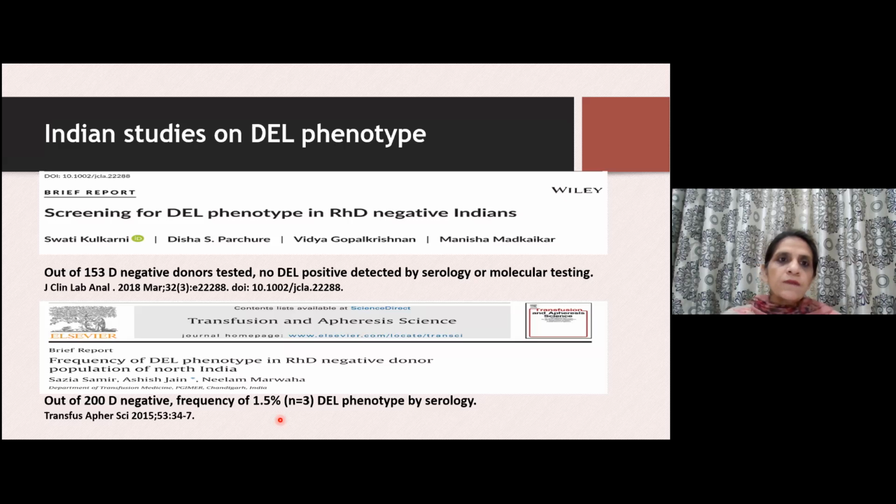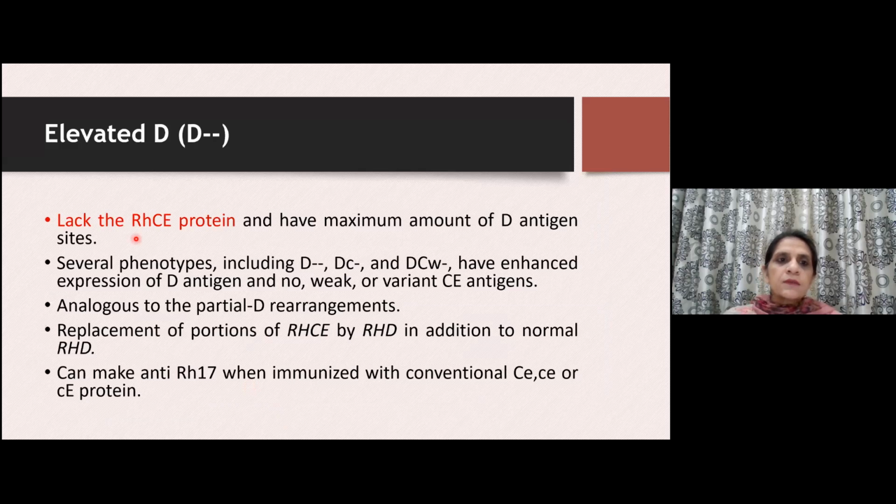Now coming to the elevated D. In this, the individuals lack the RHCE protein and there is a maximum amount of D antigenic site expression. Several phenotypes have been reported in this depending upon whether the C antigen is present or absent. So if it is D--, then the D antigen will be highly elevated. It could be DC- or DCw-, and these have an enhanced expression of D antigen, and no weak or variant CE antigens may be present. And this elevated D is analogous to the partial D rearrangements, which we'll be seeing later on.